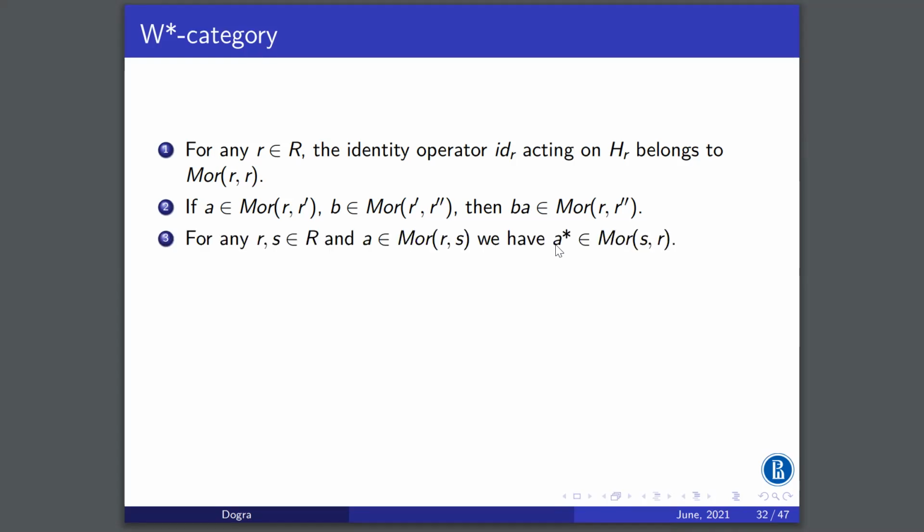And for any two arbitrary objects in R, if A belongs to the subspace of the bounded linear operators that is being considered, then its involution is in the subspace of the bounded linear operators going the opposite way, from H_S to H_R. And if those two spaces are equal, then the identity of R is also in the linear subspace of the operators, and then R is equal to S.